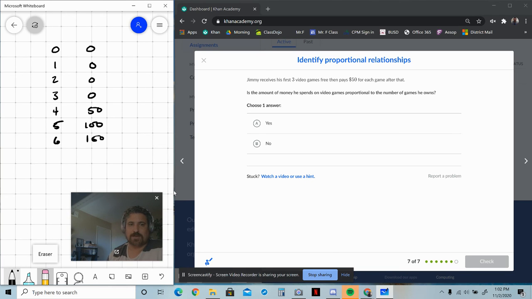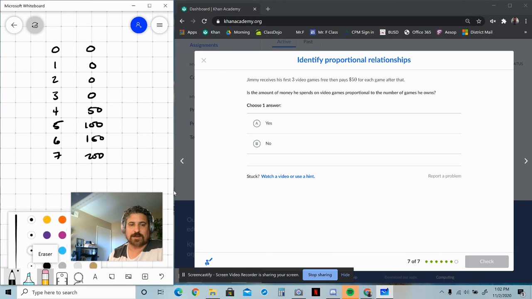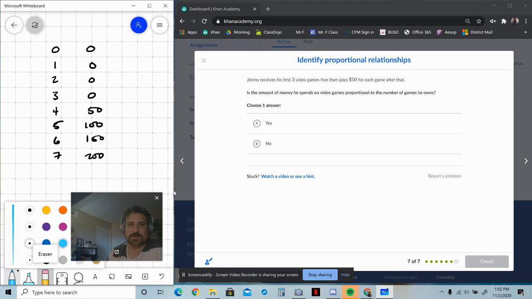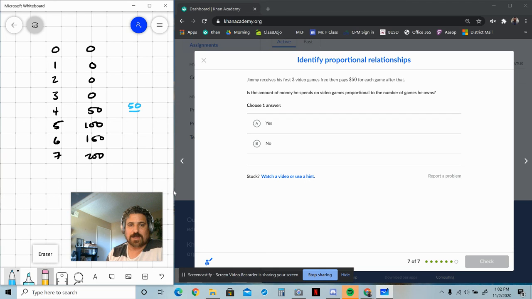No, right? If the next time he buys a game, it's going to be 200, right? So every game he buys from this point forward is going to increase the price per game, right? And the first games were all free. So the ratio is not constant. I could very obviously show you that, right? 50 divided by 4 is the price for each game at this point. Then here, 100 divided by 5 is the price per game at this point. Then 150 divided by 6 would be the price per game at this point, and so on and so forth. These ratios are not constant.